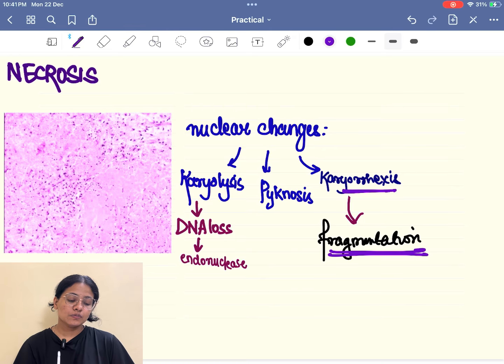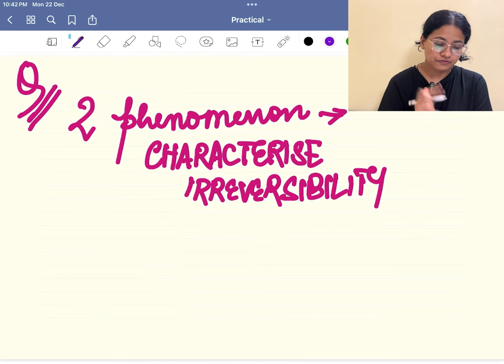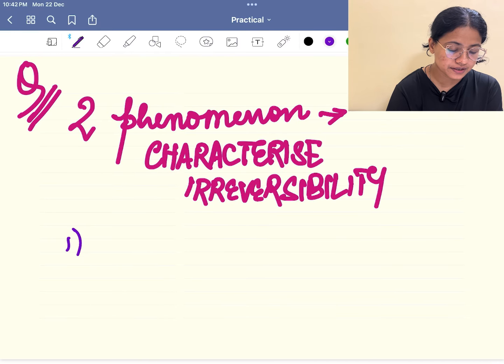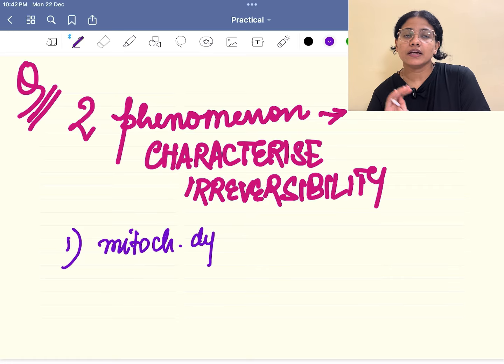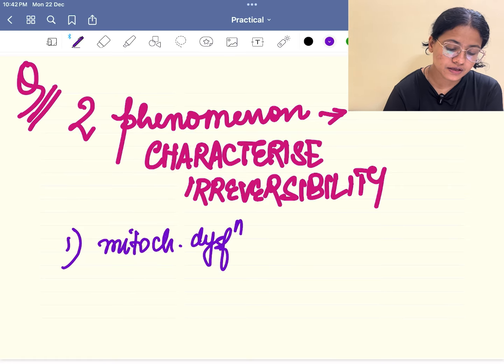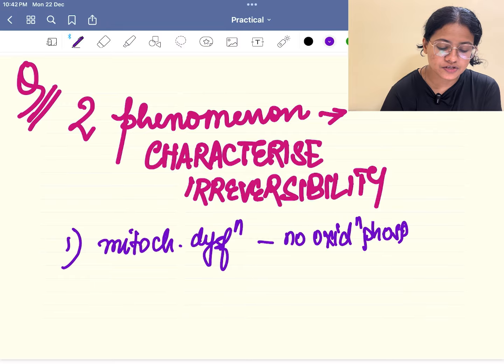Okay, so what are the two phenomena that characterize irreversibility? So you have to remember when irreversibility will come in a cell. Because of two features. One, you remember about the mitochondria. Okay, so mitochondrial dysfunction will cause irreversibility. So what will happen here? There will be no oxidative phosphorylation, and when there is no oxidative phosphorylation there will be no ATP.